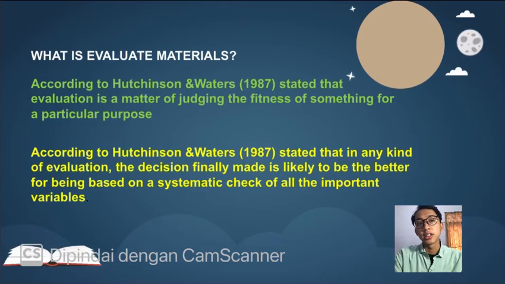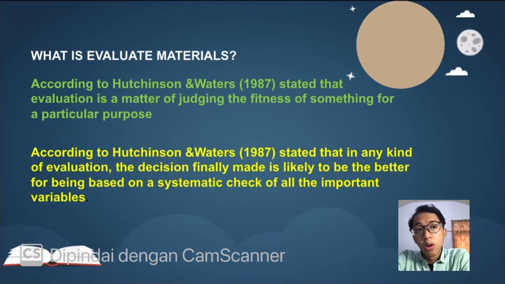So let's see the explanation, the definition from other resources. First, according to Atkinson and Waters, evaluation is a matter of judging the fitness of something for a particular purpose. So what does it mean from Atkinson and Waters? It means that when the teacher does a material evaluation, the evaluation is based on the required purpose or goal that would be reached by the students.